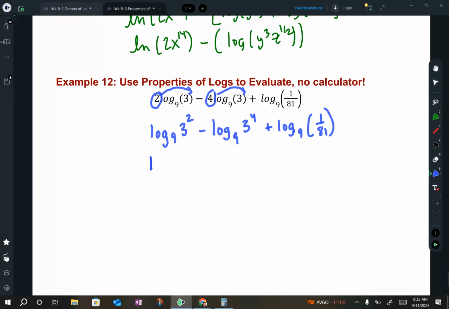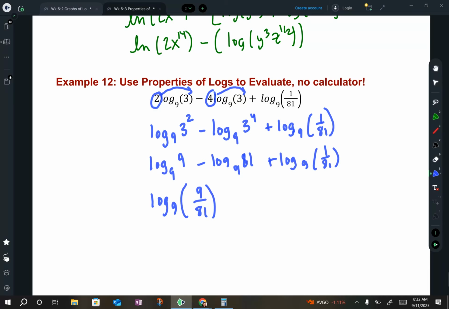All right, let's figure out what those are. So that's log base 9 of 9 minus log base 9 of, well, that would be 81, plus log base 9 of 1 over 81. Now, at this point, I think we can figure out what all those logs are equal to, but let's just keep using the properties for fun. So this is a subtract, so it's log base 9 of 9 over 81, plus log base 9 of 1 over 81.